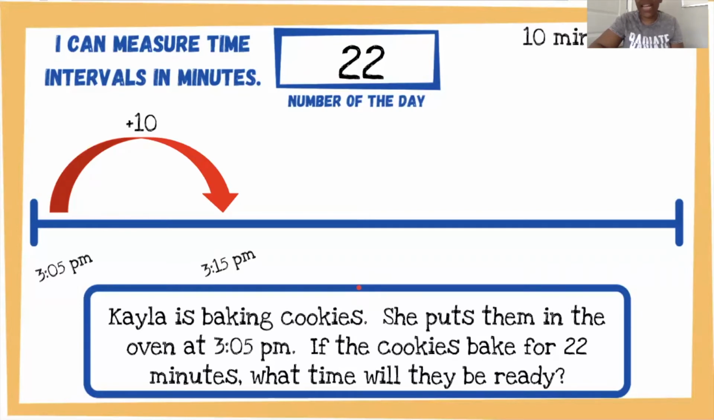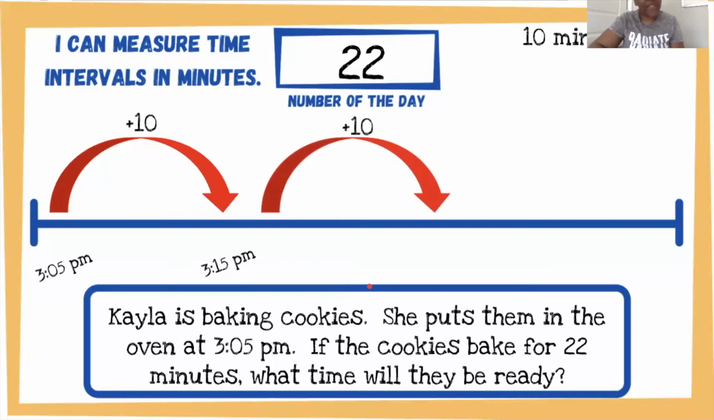So at this point, I have moved 10 minutes into the future. But how many minutes do I want to move? That's right. I want to move 22 minutes into the future. So from 3:15, what interval might I use to move forward in the future again? You got it. I'm going to move 10 more minutes. Now, if you wanted to move 5 minutes, you could definitely do that too. So let's hop 10 minutes into the future.